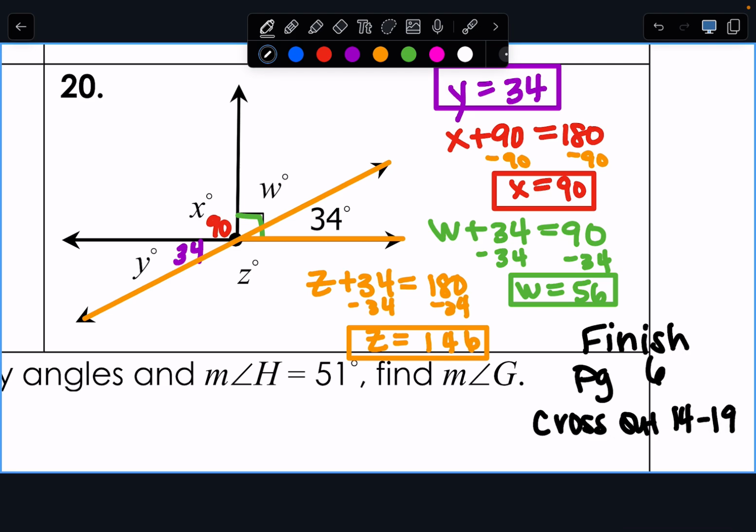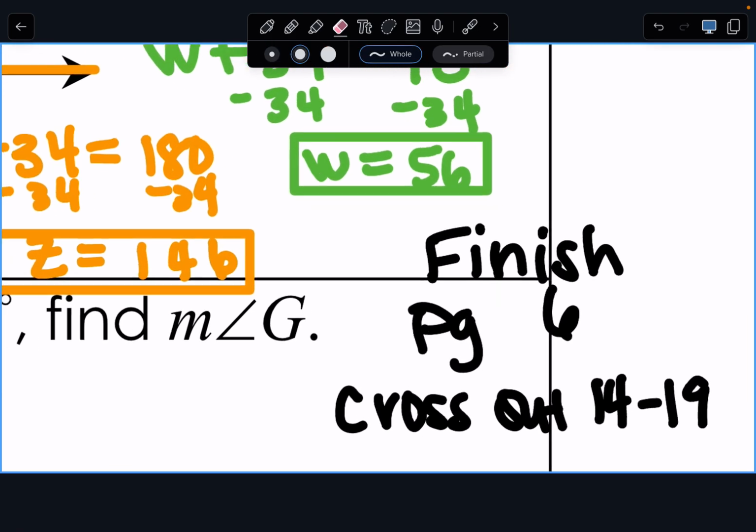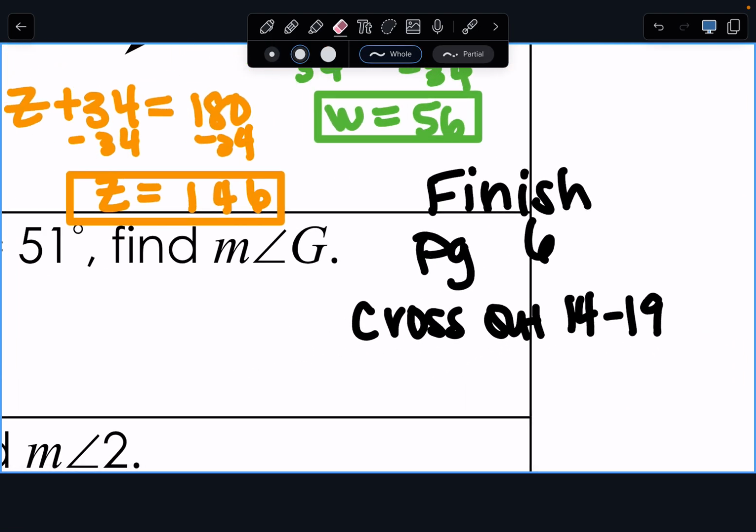Okay, your job is to finish page 6, but I'm giving you a little gift. Cross out 14 to 19.